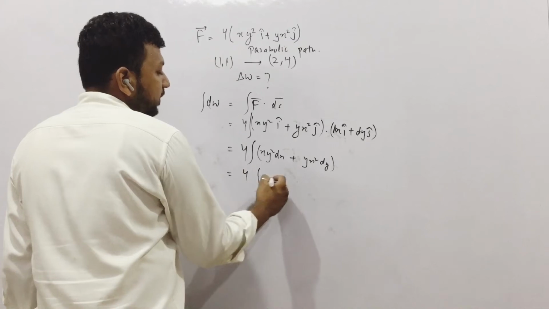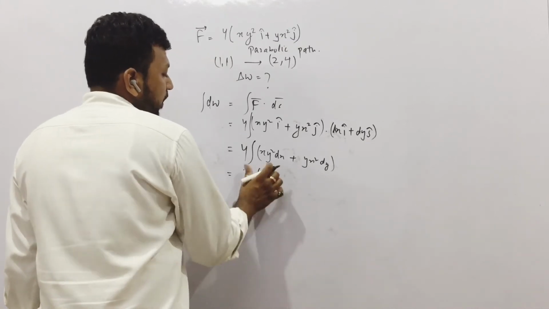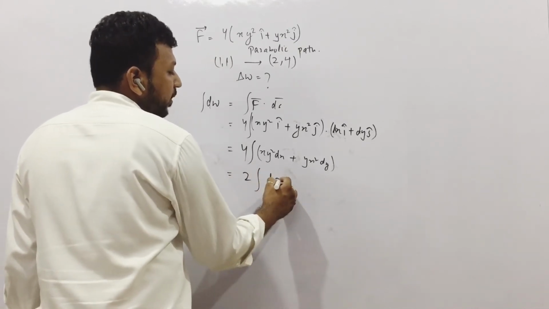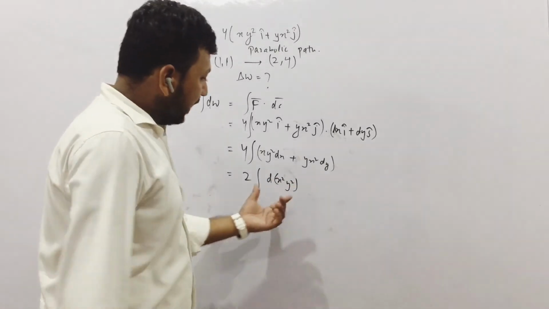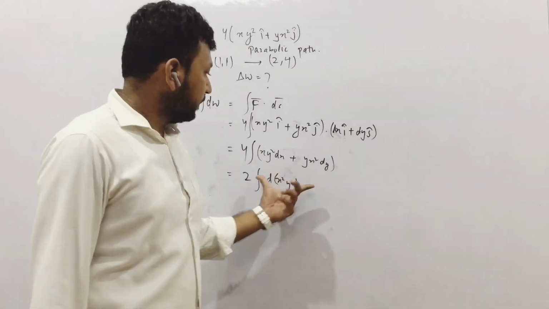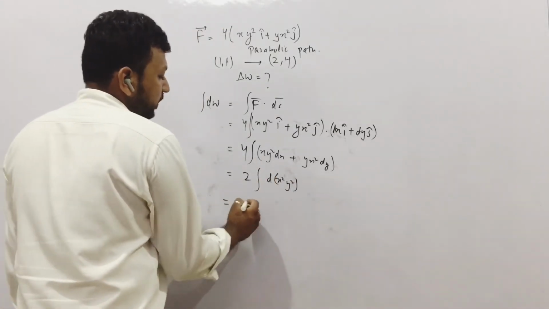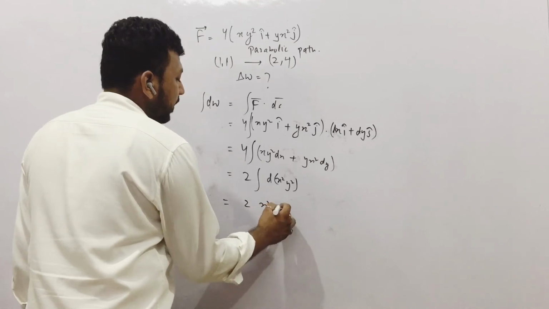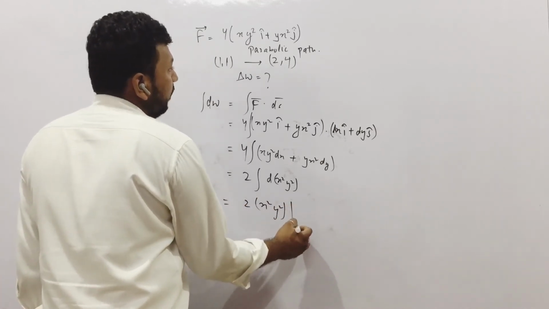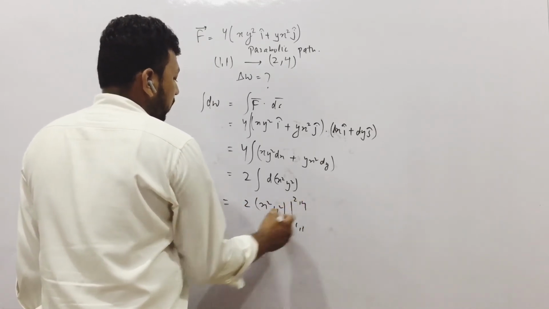So we can write it as the derivative of x square y square. We can write it like this, because if you apply the product rule, this will open up, right? So we can say, integration, the derivative gets cancelled, what remains is x square into y square. The limit is from (1, 1) to (2, 4).